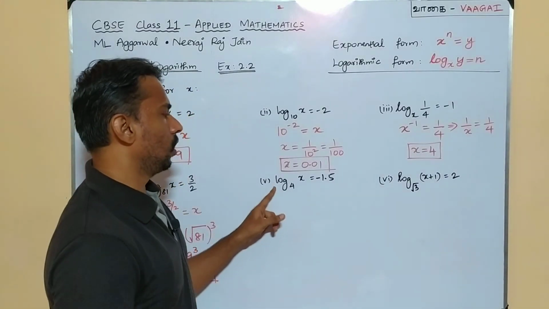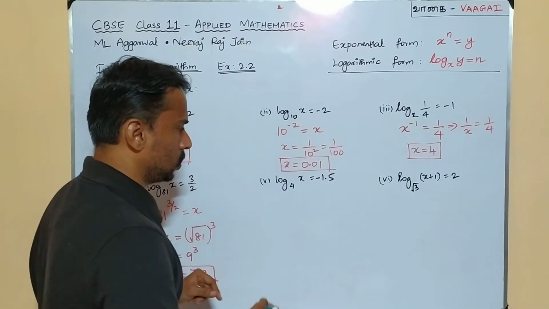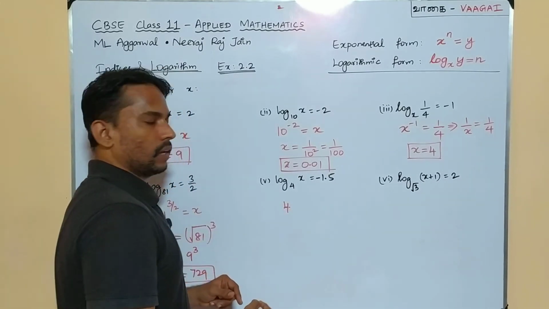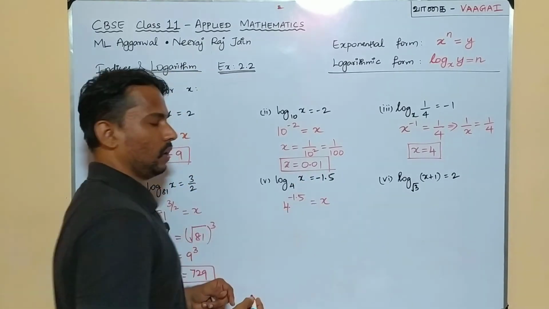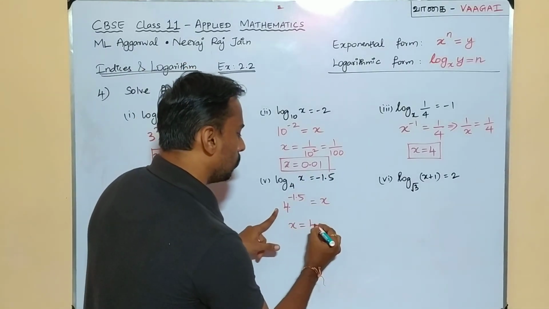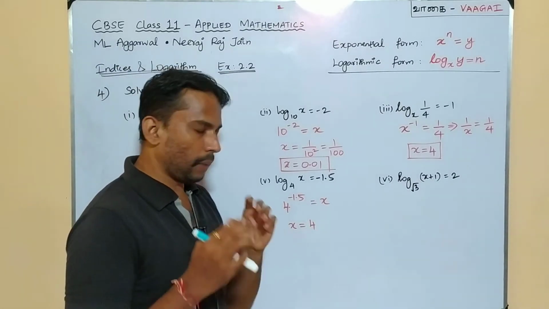Here we got log x to the base 4 is equal to minus 1.5. This is what we have here. So here again we try to do it. So write in exponential form. So we get 4 to the power minus 1.5 is equal to x. This is what we will be getting. So now x is equal to, so we got 4 to the power minus 1.5.